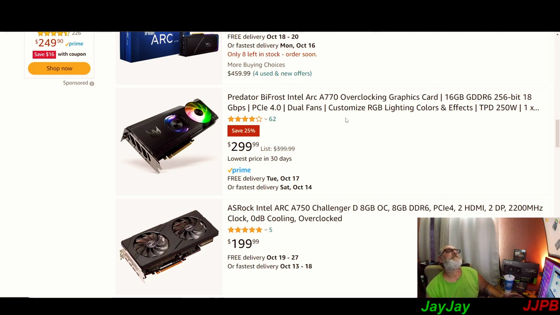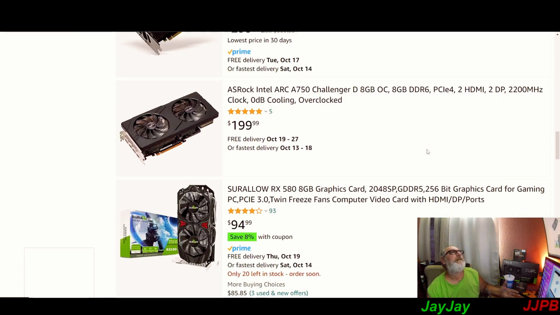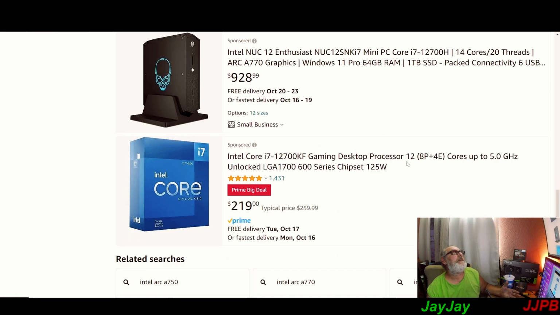They've got the A770, 16 gigabytes for $300. Look at this. The Predator Bifrost Intel Arc A770 overclocking graphics card. 16 gigs of GDDR6, 256-bit bus, 18 gigabits per second, PCIe 4.0, dual fans, custom RGB, TDP 250 watts. $300. Wow. I mean, where can you go wrong with that? You can't.